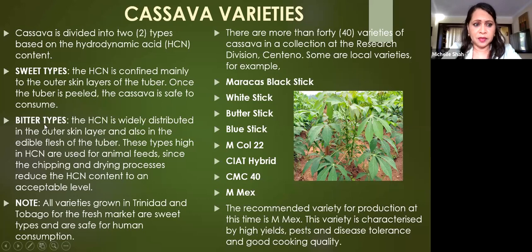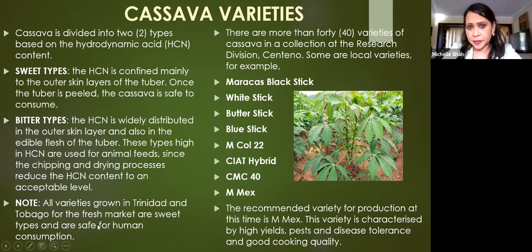But the bitter types, the hydrocyanic acid is widely distributed in the outer skin layer and also in the edible flesh of the tuber. These types, high in hydrocyanic acid, are used for animal feeds, since the chipping and drying processes reduce the acid content to an acceptable level.